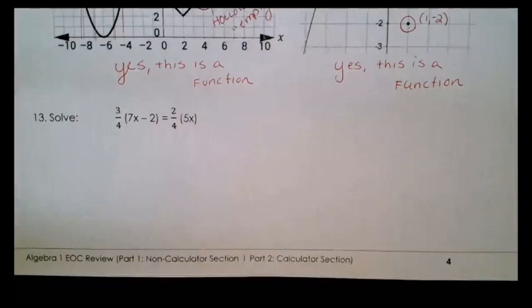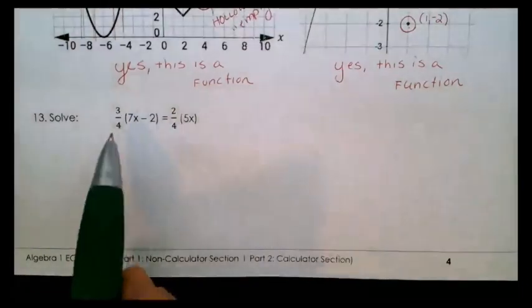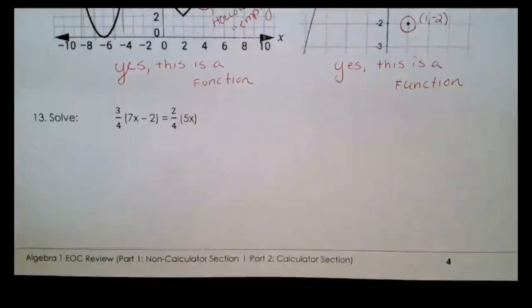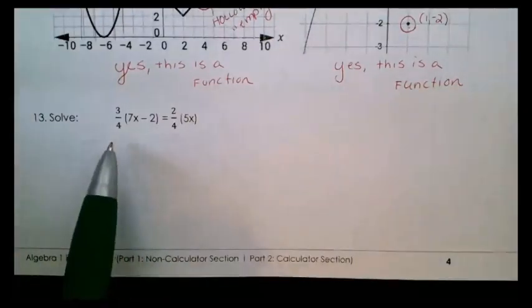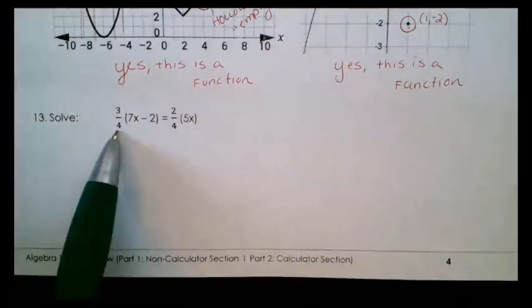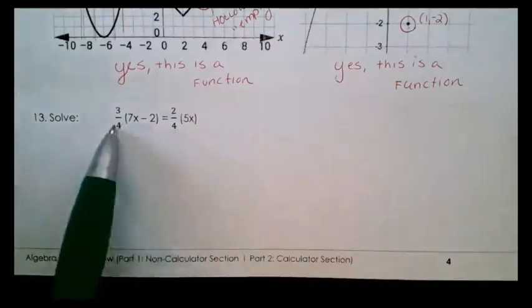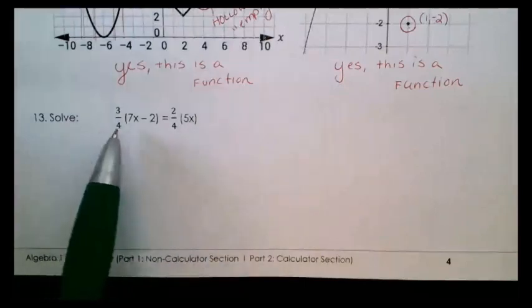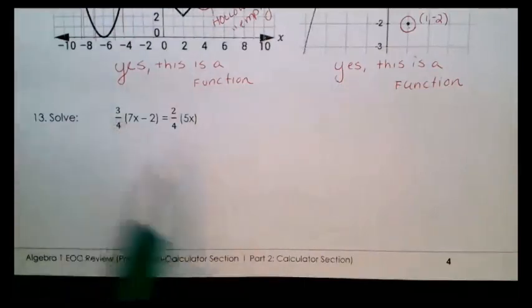Number 13, solve. Now that looks like a pretty messy equation. However, the only reason it looks messy to you is because of the 4 denominator. Now your goal should be, well, if I can get rid of the 4, then I'm going to be good. This is going to become a much simpler equation. So let's figure out a way to get rid of the 4. What you want to do, since both of them are 4, you can multiply both sides by 4 to get rid of the fact that it's being divided by 4.